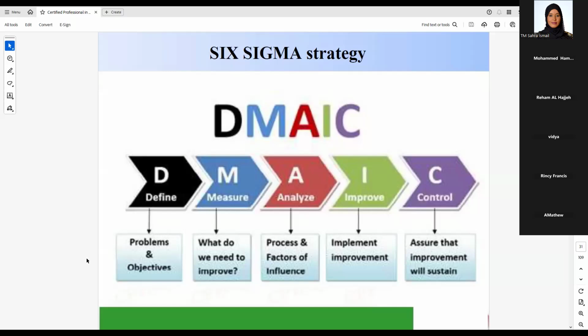There is another one, which is the design for Six Sigma, DMADV, but it's not used for improvement. It's mainly used to design processes and services under Six Sigma.